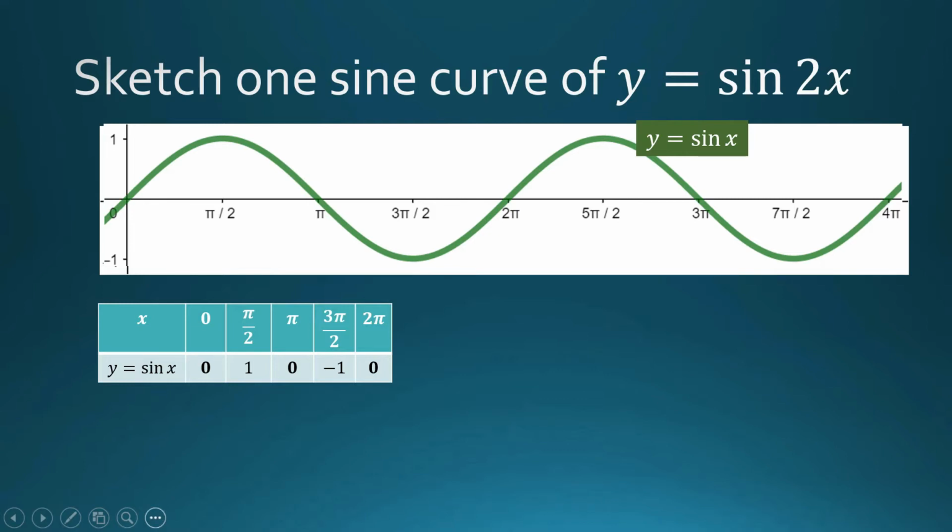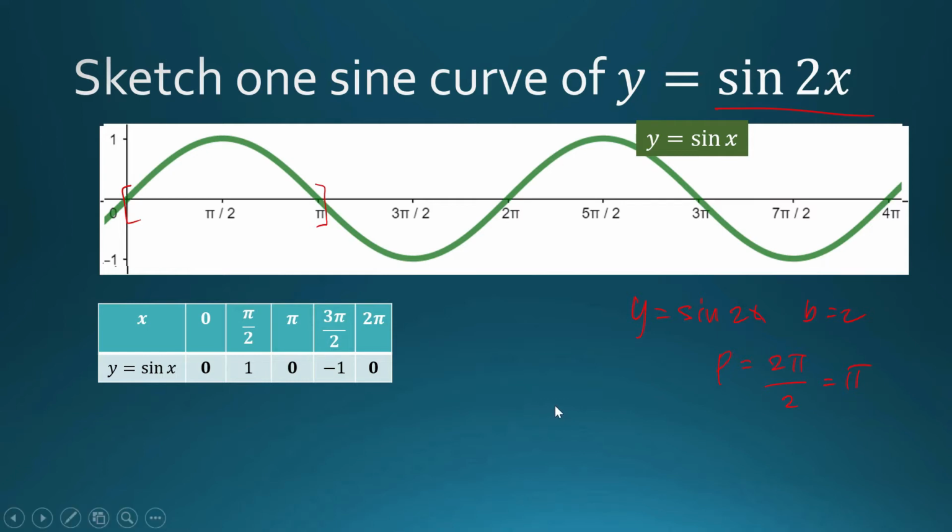From y is equal to sine of x, let us go to y is equal to sine of 2x. So again, what is the period of y is equal to sine of 2x? b is equal to 2. So our period is equal to 2 pi over 2, which is equal to pi. The horizontal distance covered by your one sine curve is pi. So from 0 to pi, we shall have one sine curve.